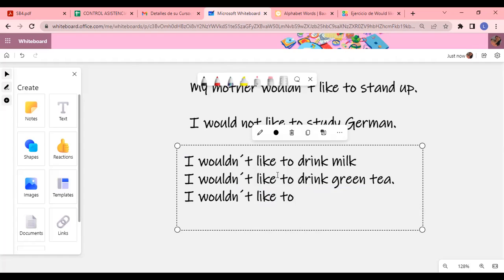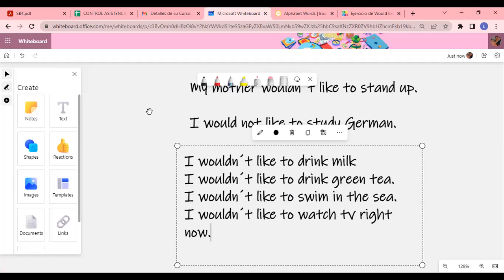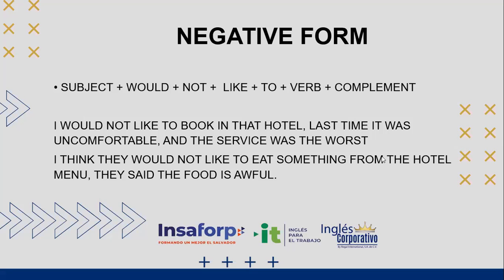Swim in the sea. Sorry? Swim. Okay. In the sea. Okay, swim in the sea. Oh, good idea. Thank you. What about you, Mr. Juan Jose? Something that you really wouldn't like to do right now? I wouldn't like to watch TV right now. Oh, okay. Thank you. And one more. Miss Kenya, something that you wouldn't like right now? I wouldn't like to eat seafood. Oh, definitely, Miss. You're going to get food poisoning if you eat in this night.